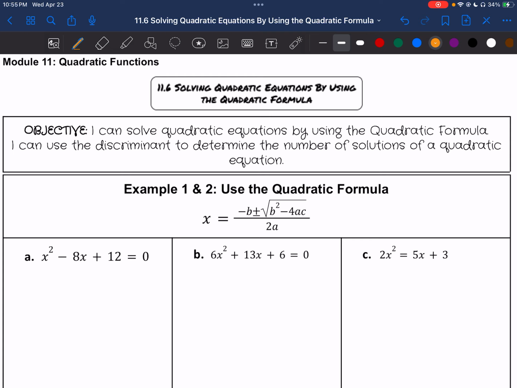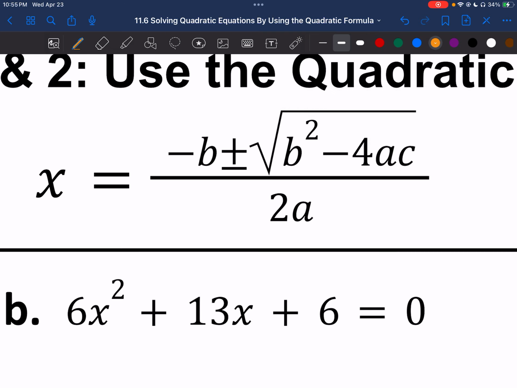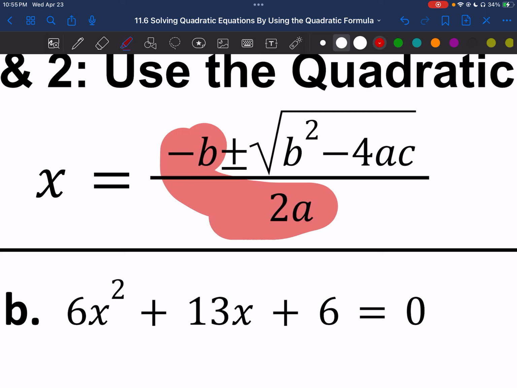Now, the quadratic formula you see laid out in front of you here. x is equal to the opposite of b plus or minus the square root of b squared minus 4ac all over 2a. Now, we've seen parts of this already, right? This opposite of b over 2a part, we have seen that because we use that to find the axis of symmetry.